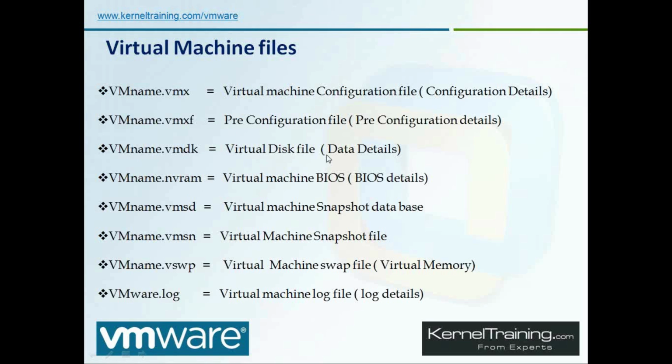That is a virtual disk file. Here we are going to store all the data in this VMDK file. Normally in the physical environment, we store all the data in drives like C drive or D drive. For C drive, we recommend using it for the operating system, and in D drive we maintain all the data. The same thing applies in the virtual machine: we have a virtual disk, and here we store all the data in this VMDK file.